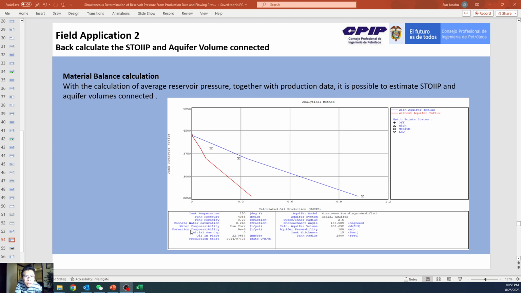with these numbers of the reservoir: porosity 23%, connate water saturation 0.26%, water compressibility using the default, formation compressibility 9E-6 per psi. We calculate the STOIP is around 22 million barrels.